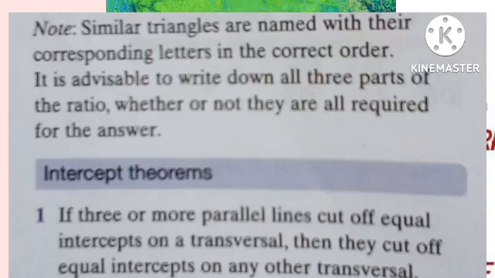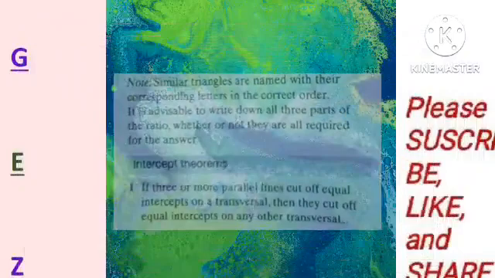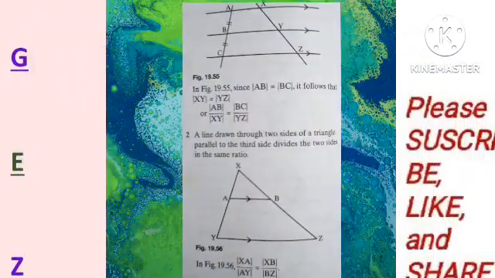Now let's talk about the intercept theorem. That means if three or more parallel lines cut off equal intercepts on a transversal, then they cut off equal intercepts on any other transversal. I'll show the diagram now. This is the intercept theorem. You can see three parallel lines, and then they are cut by these transversals. These three parallel lines are represented by these three arrows going from left to right.